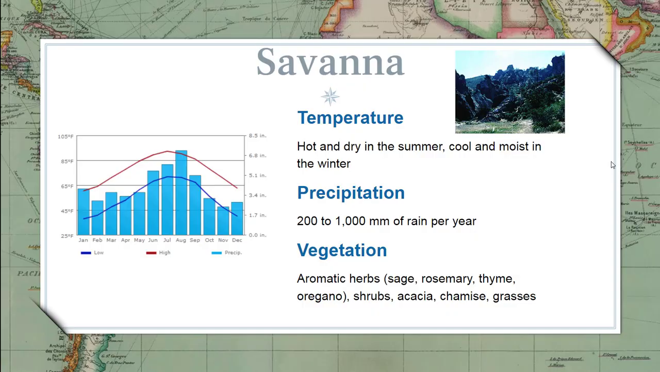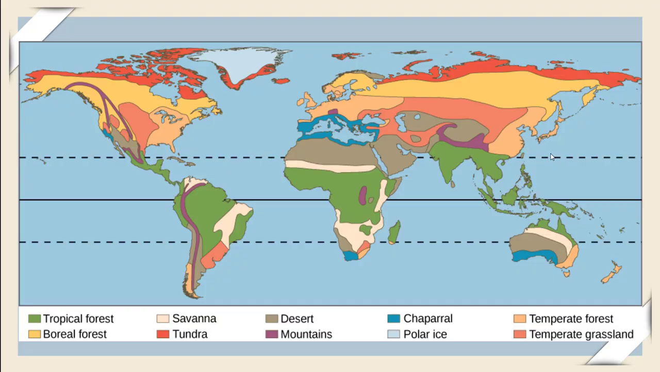We have savanna. Savanna is, think Lion King. It's hot and dry in the summer, cool and moist in the winter. But there's not the same crazy level of variation that we have around us, with the difference between really hot in the summer and cold in the winter. You're going to have grasses, you're going to have shrubs. Think about Lion King and the African savanna.